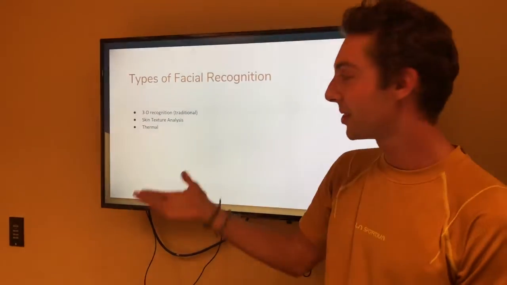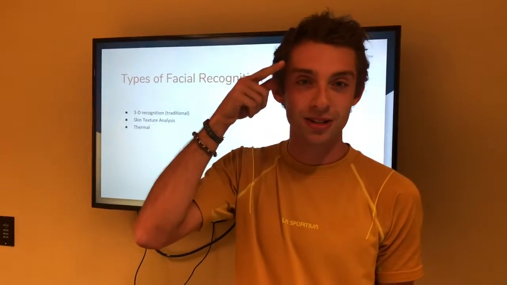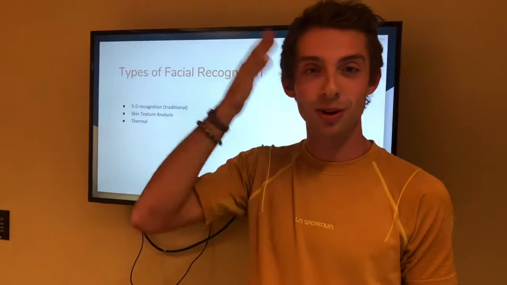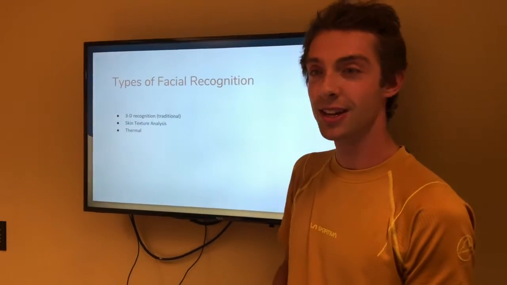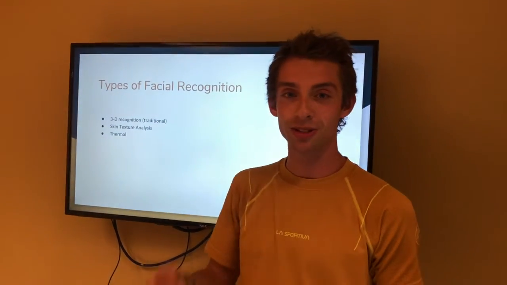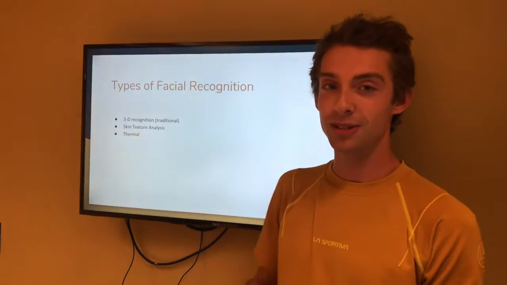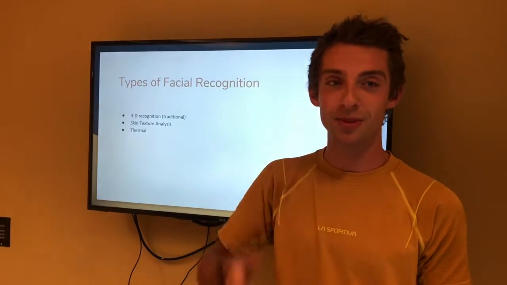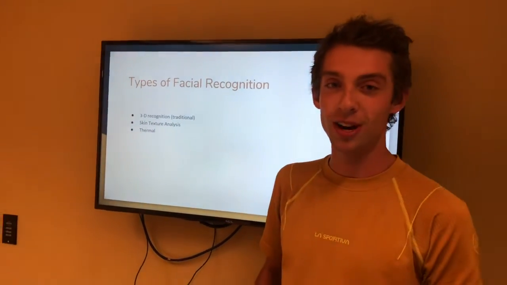Pretty awesome. The next one is skin texture. Some people could have wrinkles in their face, it could be perfectly smooth, all sorts of different things. It'll use something like that. And another type of recognition is thermal, so it can use your heat. Everyone's body is a little bit of a different temperature and it can kind of memorize that. That's pretty advanced as well.